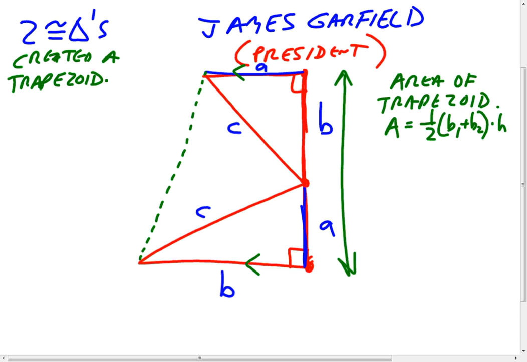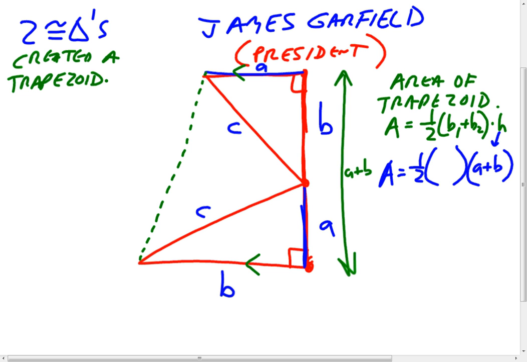Well, what's the height of this entire trapezoid? How would you describe it using those letters? A plus B. So from here to here, the entire height is A plus B. So right here, instead of height, I'm going to write A plus B, because that's what it is. I'm still going to have the 1/2 in front.